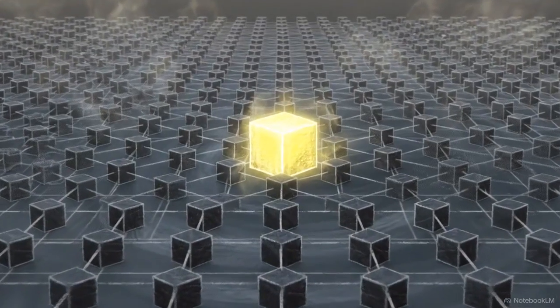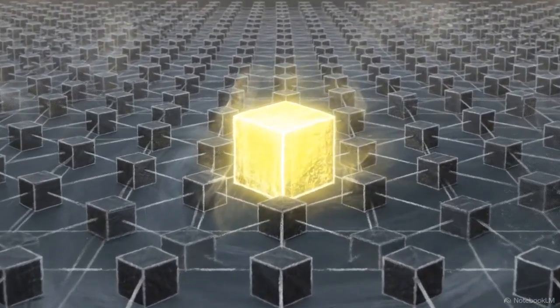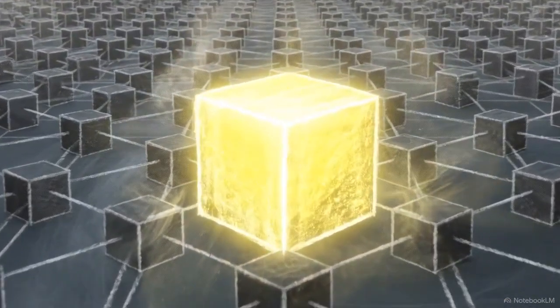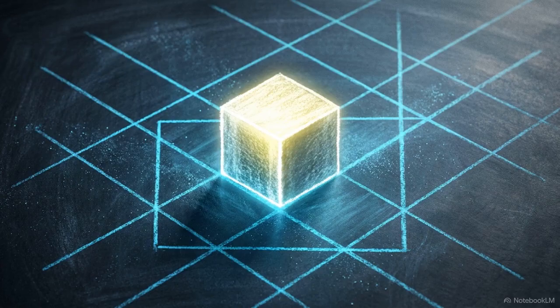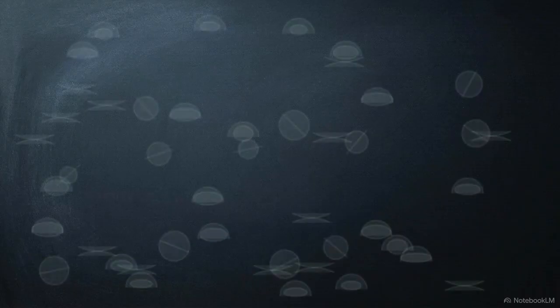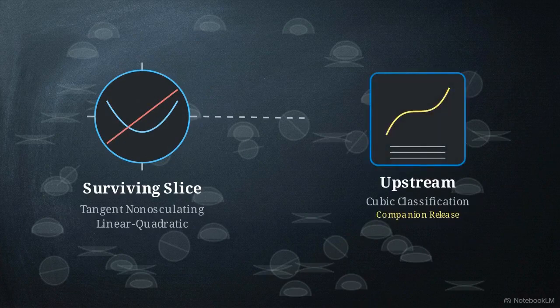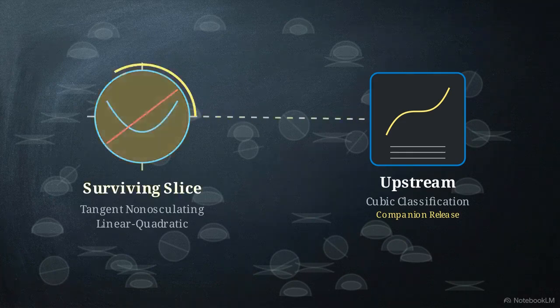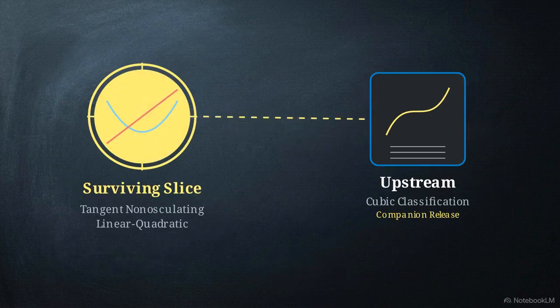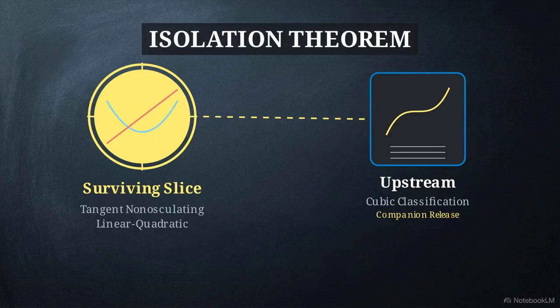Look at the sheer scale of the exclusion. Out of infinite potential mathematical stages, the grid has gone dark, except for one single anomaly. This surviving anomaly has a specific name. It is the tangent non-osculating linear quadratic slice. Isolating this exact slice relies on a conditional theorem. The surviving slice is tethered to a strict dependency, an upstream cubic classification from a companion release. If that classification holds up, the math dictates all other positive bi-degree slices are eliminated from consideration.